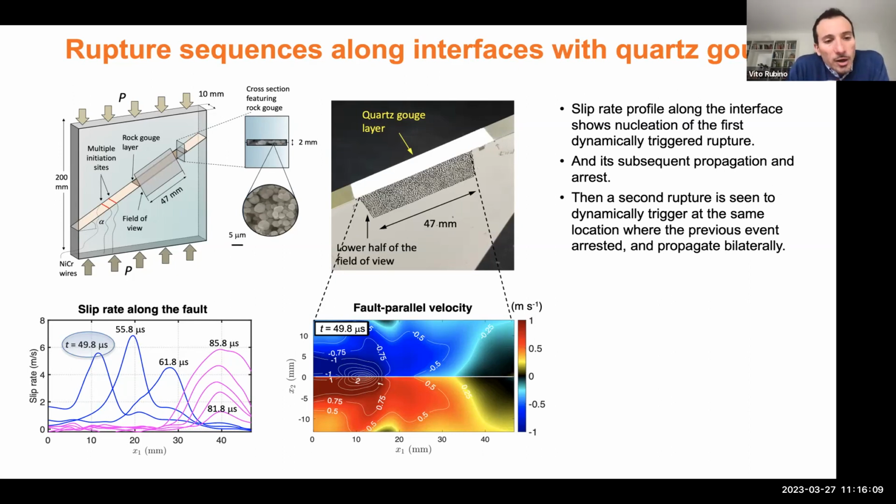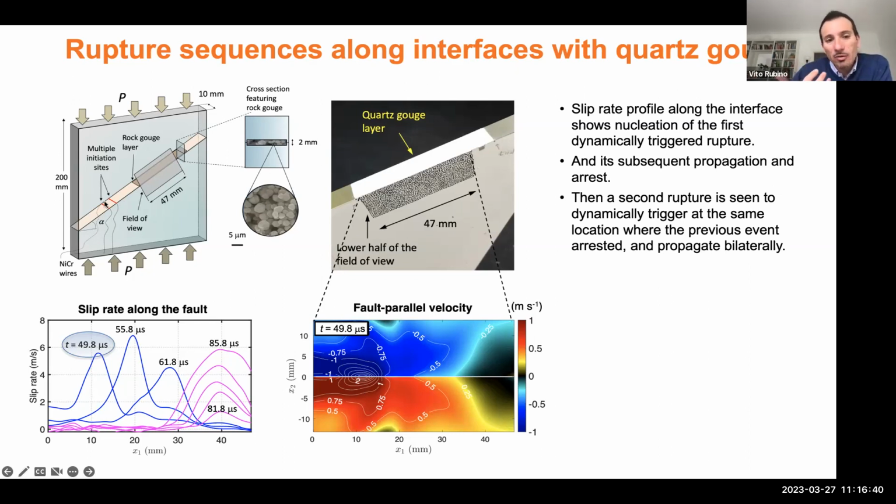So here we have developed a hybrid configuration where we use an analog material in the bulk, and we incorporate a layer of rock gouge material, which is quartz gouge in this case, so that we drive a dynamic rupture in the analog material. The bulk accounts for providing the right shear modulus and the right nucleation length scale. So we can get a dynamic rupture within a reasonably small length scale.